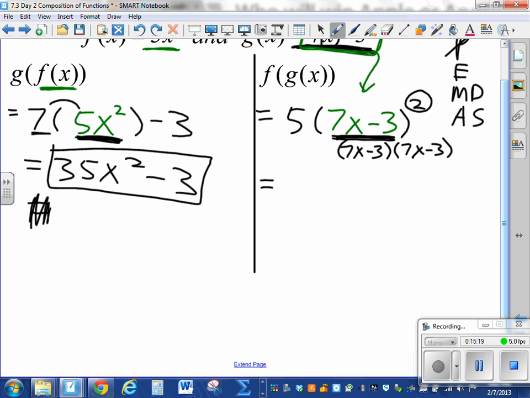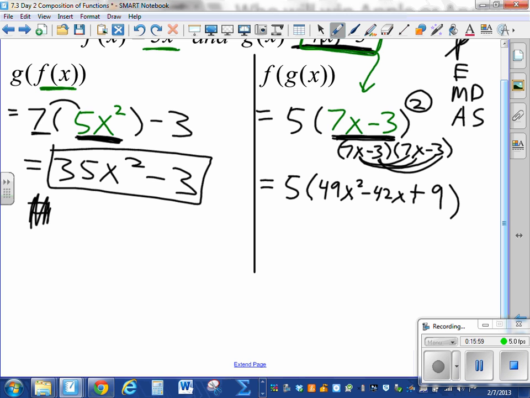Okay, so you got a 5 times, so we're going to multiply all this together. 7x times 7x is a 49x squared. And we got a negative 21 and another negative 21. So that's going to be a negative 42x, and a negative 3 times a negative 3 is a positive 9. Okay? Just to go over the pattern again, it is a squared minus 2ab plus b squared. But like I said, you can just multiply it out and get the same thing.